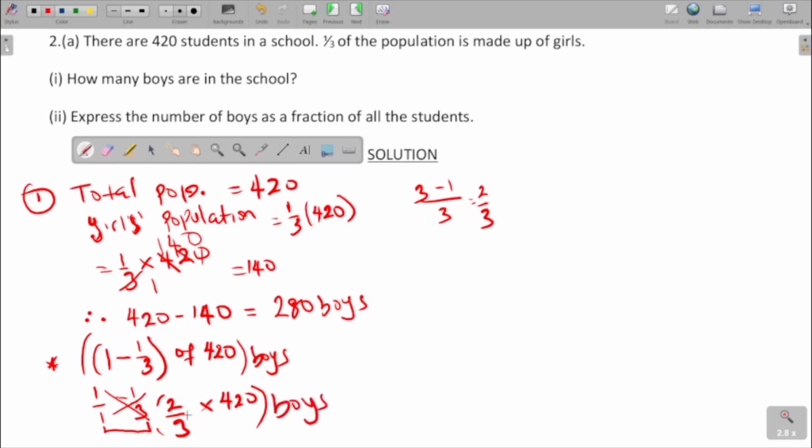So 3 and 1, 3 here, as we have done it earlier. So we have 140. So 2 times 140, we have 280 boys.